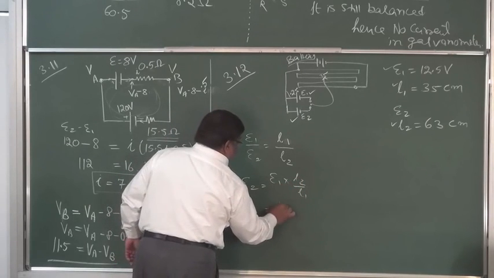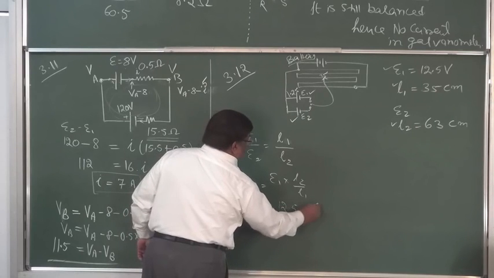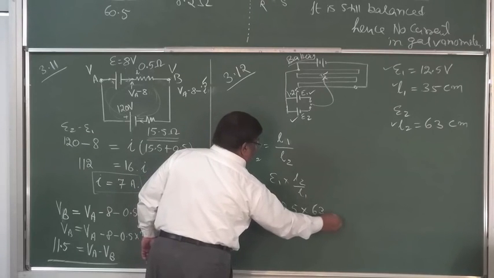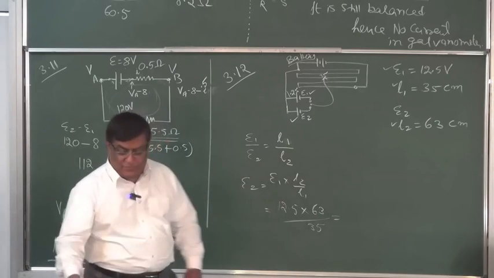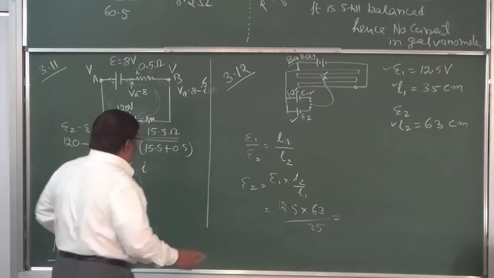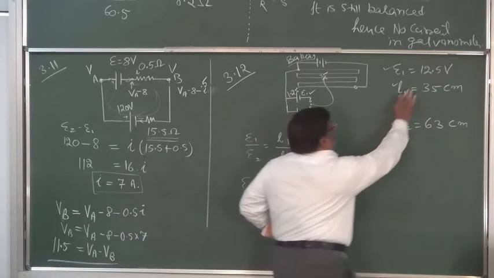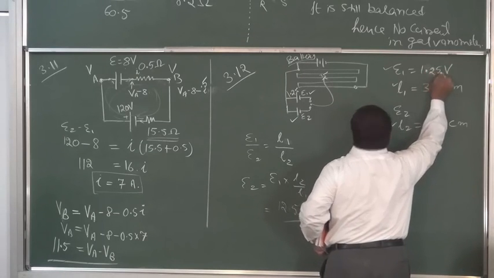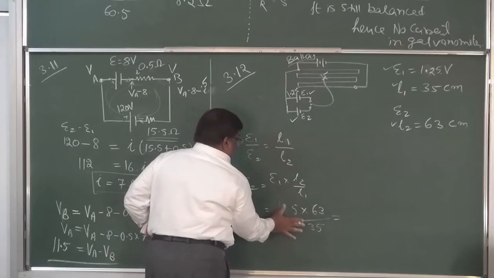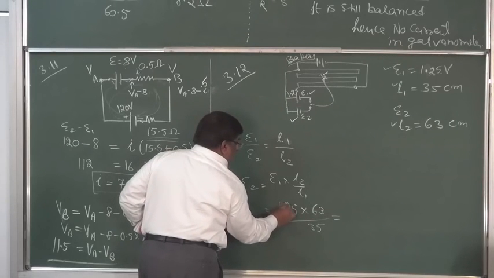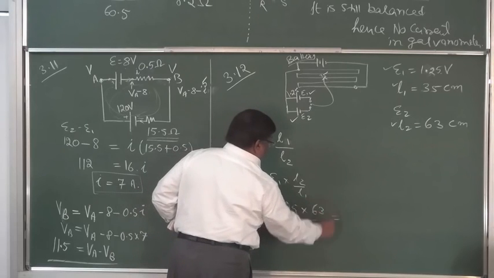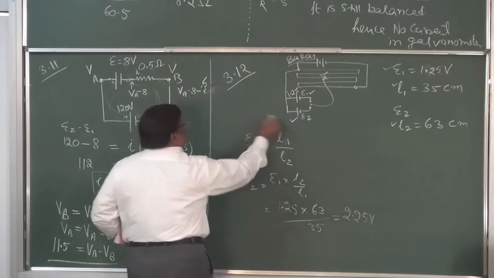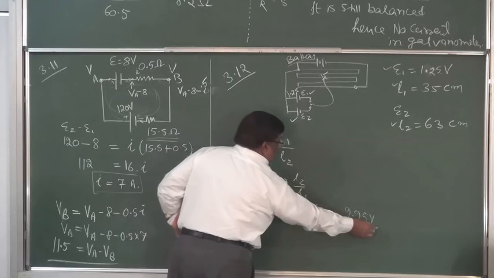Let's put the values. This is 1.25, 63 and this is 35. And this gives the answer. Okay, this is 1.25. There is a mistake. 1.25, and here again this will be 1.25. This we will do the calculation and it comes to 2.25 volt. So this cell has EMF equal to 2.25 volt.